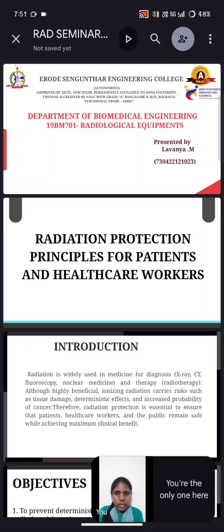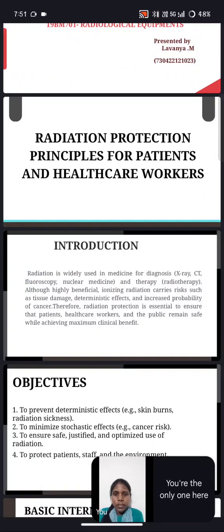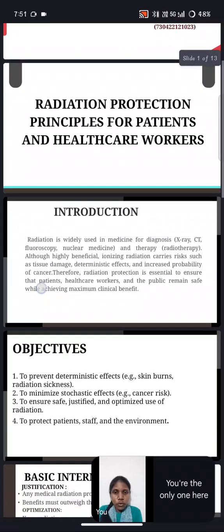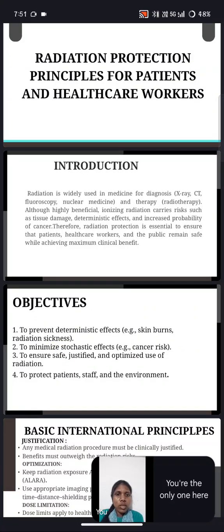I'm here to deliver the topic Radiation Protection Principles for Patients and Healthcare Workers. Introduction. Radiation is widely used in medicine for diagnosis, for example X-ray, CT, fluoroscopy, and nuclear medicine, and also used for therapy, for example radiotherapy. These cause high risks of tissue damage, deterministic effects, and increased probability of cancer.